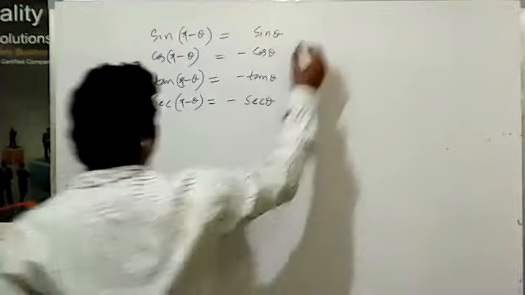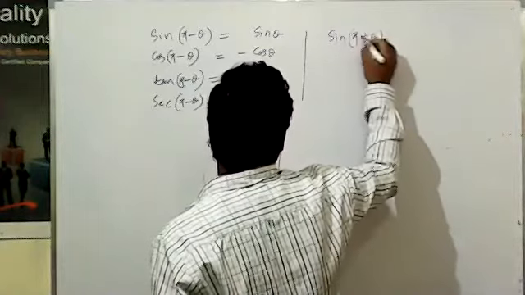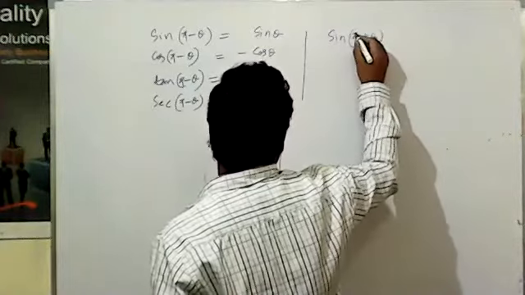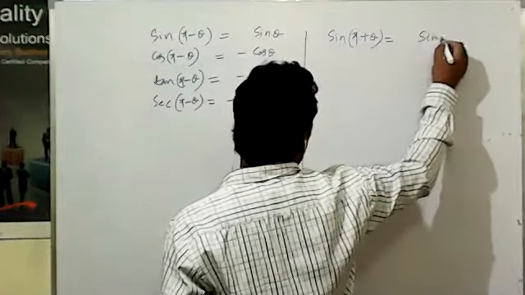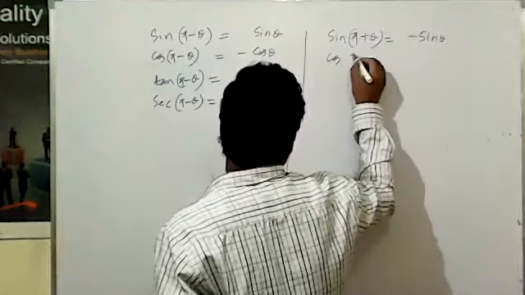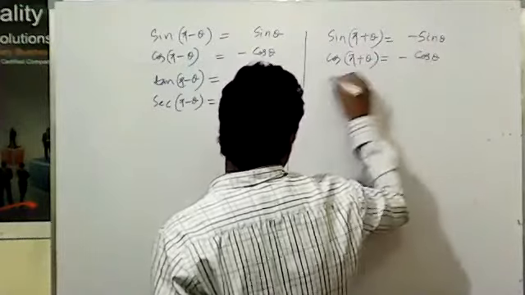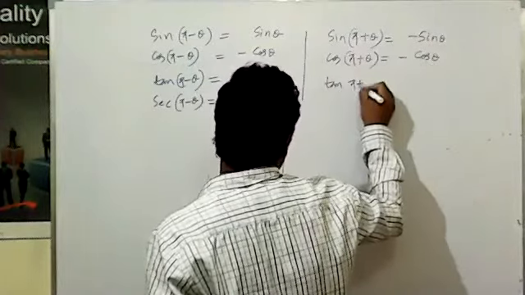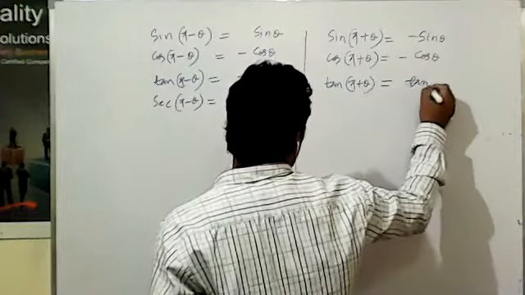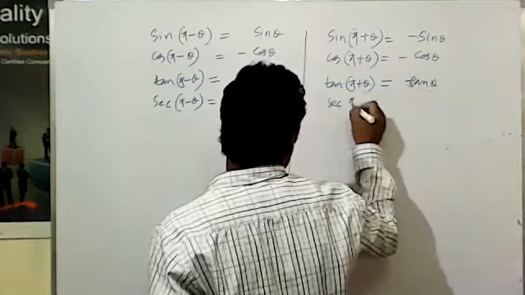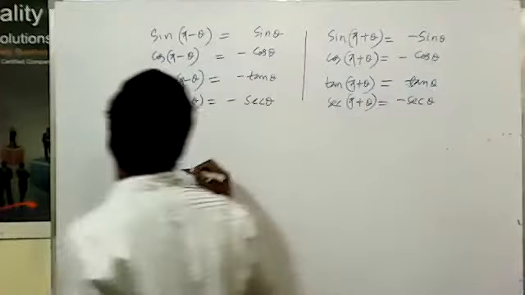This is also negative. If you want sin of pi plus theta, this is the third quadrant. Here, third quadrant means this is the same function and negative. Cos of pi plus theta is the same function but negative. Tan of pi plus theta is the same function but positive. Sec of pi plus theta is the same function but negative.